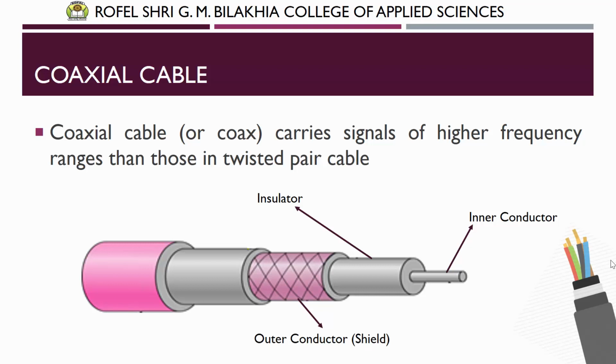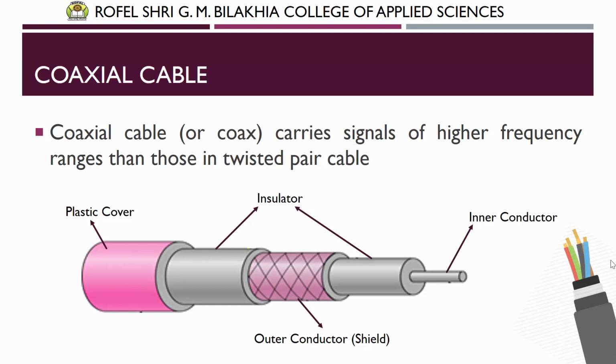Now this outer metallic wrapper serves both as a shield against noise and as the second conductor which completes the circuit. The outer conductor is also enclosed in an insulating shield, and the whole cable is protected by a plastic cover, right? So this is the description of coaxial cable.